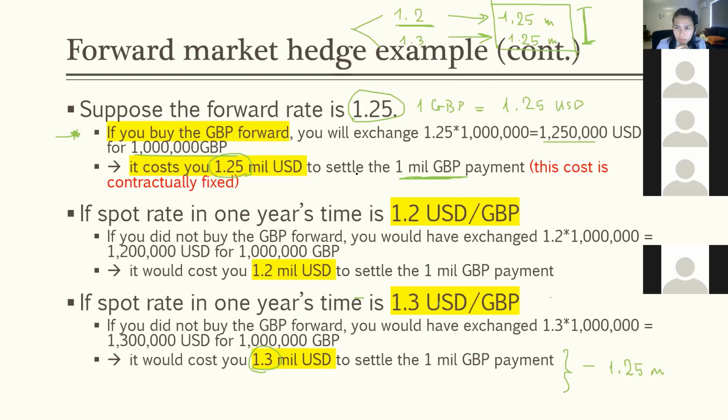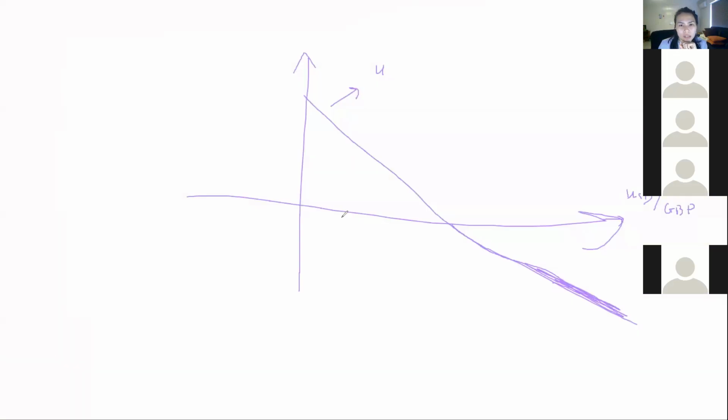Sorry, I don't see where you're writing. Are you on a different page? Let me try it again. Can you see it now, James? Are you still on the forward market hedge example page? Okay. What about here? Oh yeah, I see the purple graph now. Yeah. Okay, thanks.